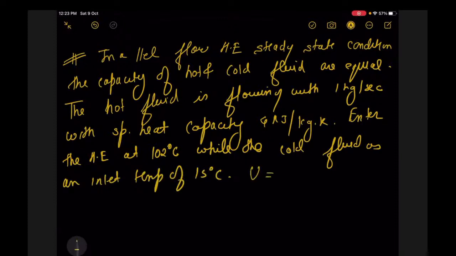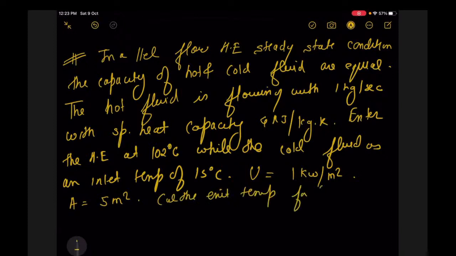U equals 1 kilowatt per meter square, area equals 5 meters square. Calculate the exit temperature for the cold fluid. Solve it.